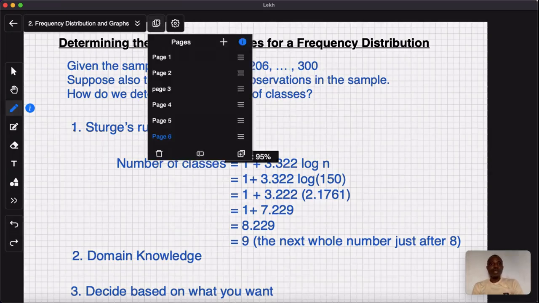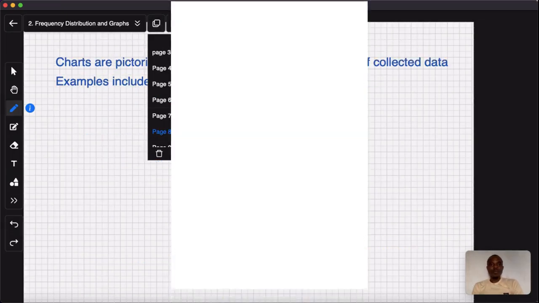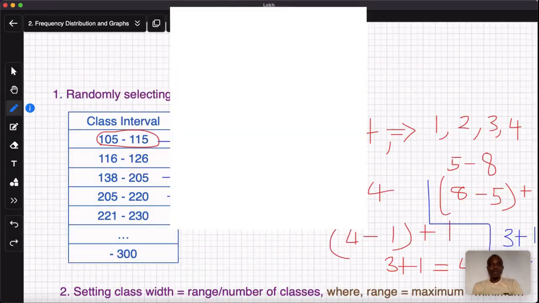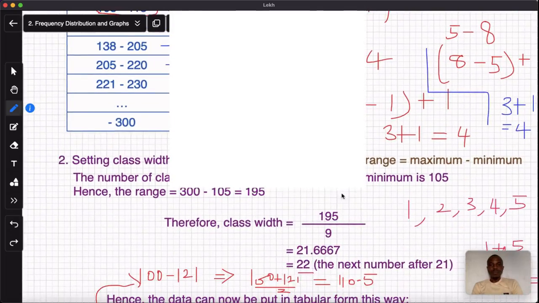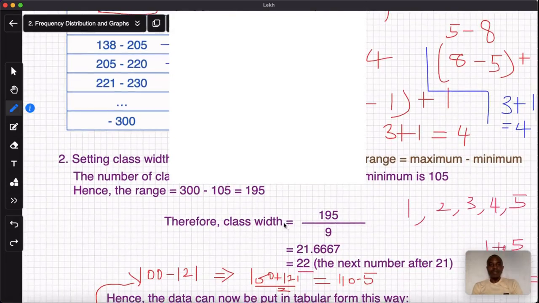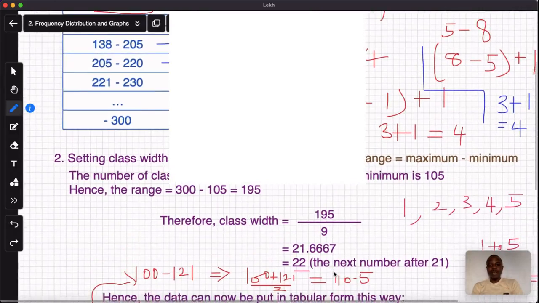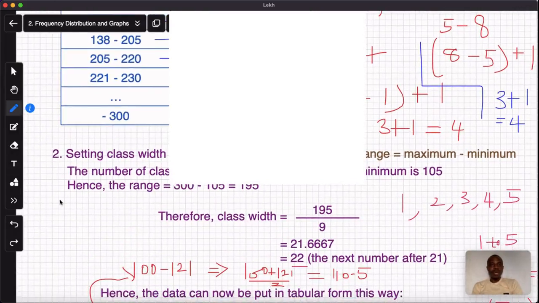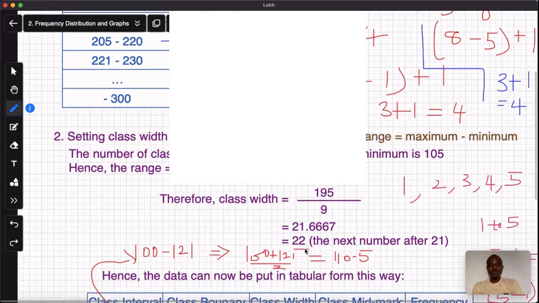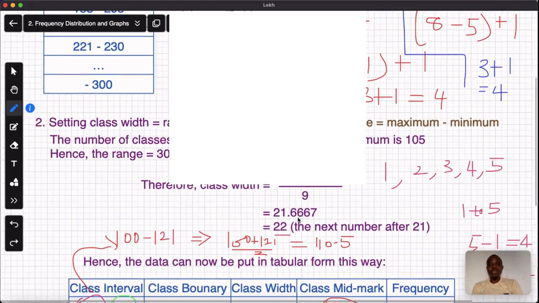So when we do that, the range is 300 minus 105, and that will give us 195. And then the class width, being the range divided by the number of classes, will be 195 divided by 9. All right, and that is going to give us 21.667, but we are not approximating this.